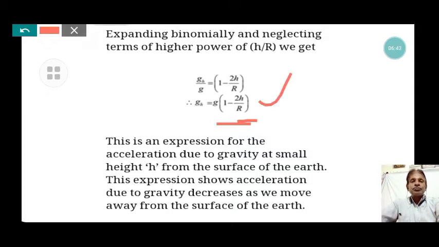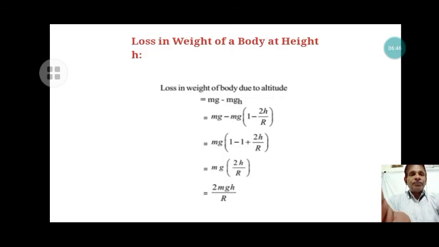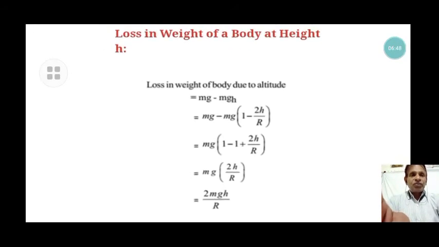Now, in the next slide, we discuss how the weight of a body at a height changes, and what is the loss of the weight of the body at a height. We can easily find out here.